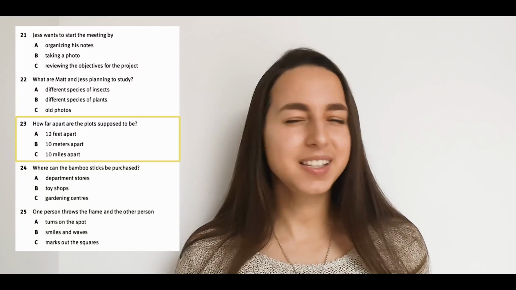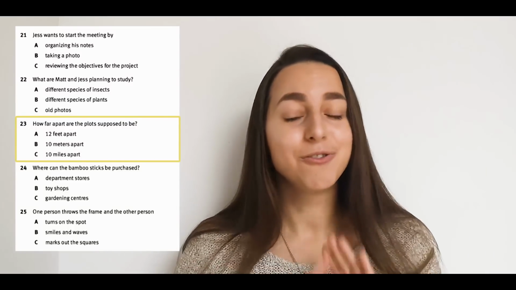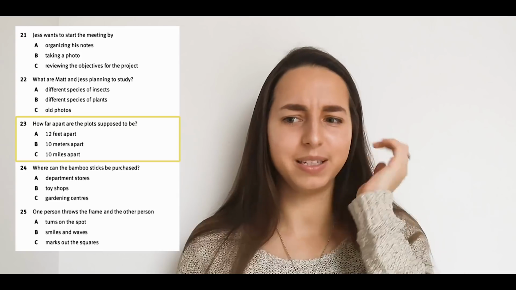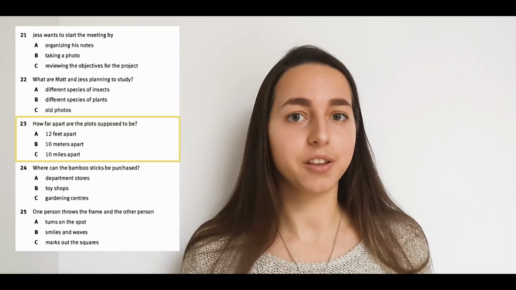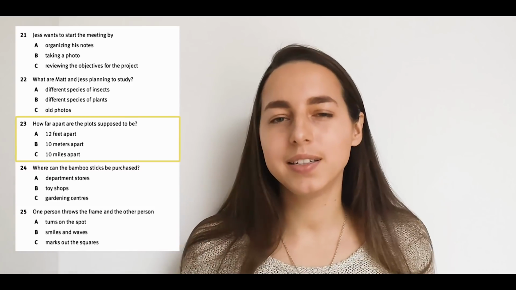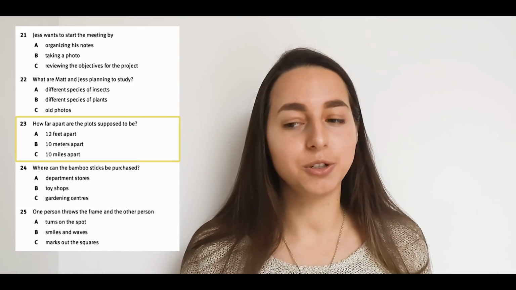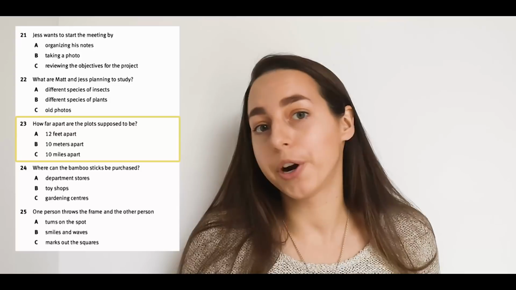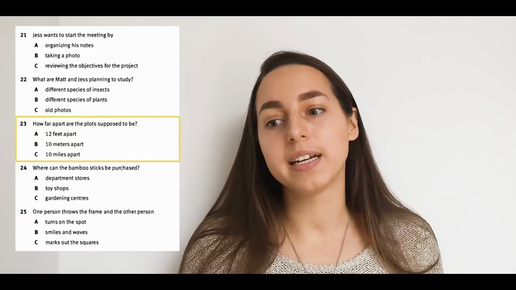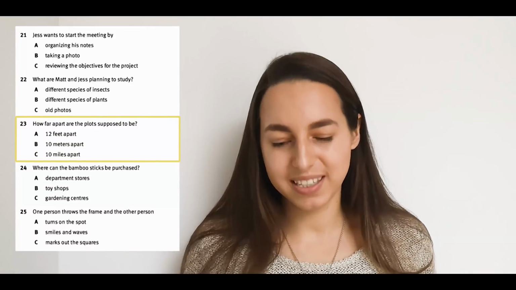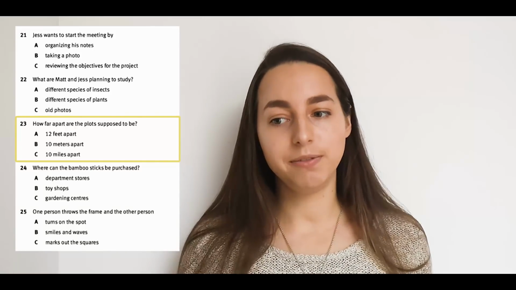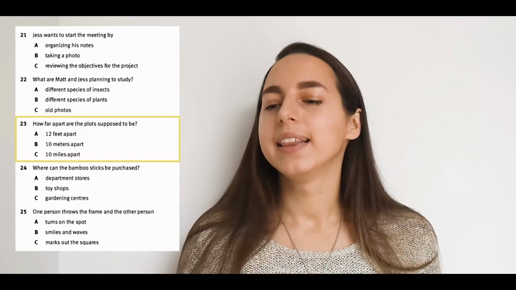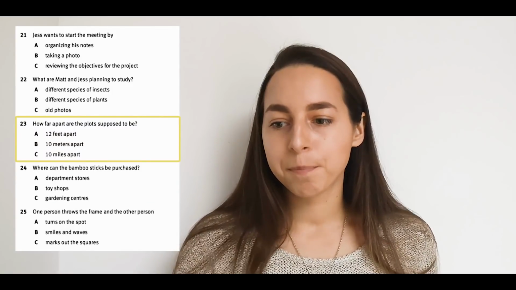I mean, probably C is not correct. You can tell it right now, probably 10 miles apart. You cannot really study anything being so distant from each other. And anticipating the answers right here really helps you to think and maybe work out answers right now. Because, okay, let's be honest, C is not a valid option. So it's either 12 feet apart or 10 meters apart. Let's see what they say in the recording.